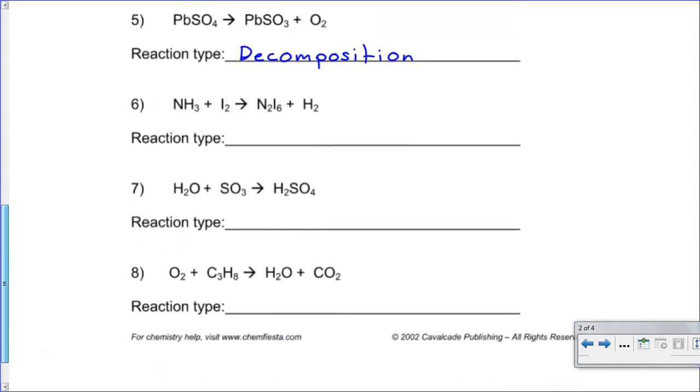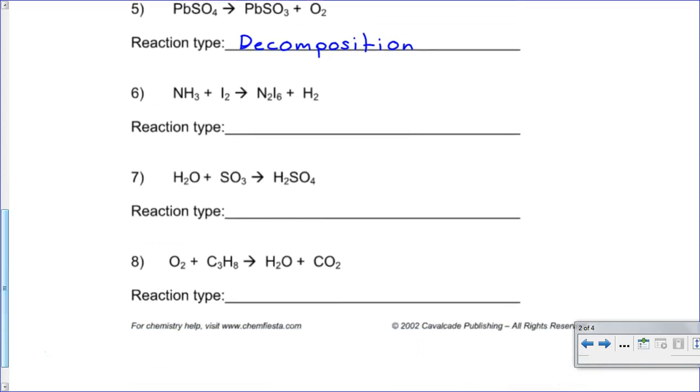For number 6, NH3 plus I2 yields N2I plus H2. All right, this one's a little bit trickier because the elements are diatomic elements, but this is elemental iodine. All right, iodine coming in as an element. It's a diatomic element, but it's still an element. It's replacing the hydrogen here. Oops, that looks like it's pointing towards the nitrogen. The iodine is replacing the hydrogen. All right, and then hydrogen comes out as elemental hydrogen in the end, H2.